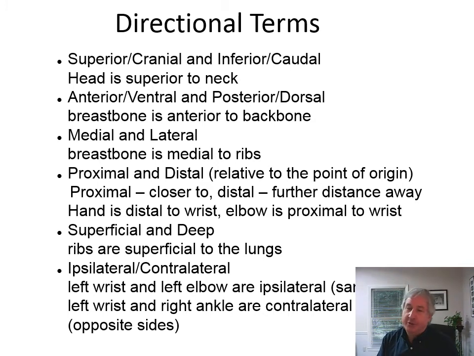Proximal, distal. So that's relative to the point of origin. Proximal is closer to, distal is a further distance away. So that's fairly easy to remember. Distal meaning distance, proximal meaning in proximity to, closer to. So the hand, put it this way, hand is distal. So if you look at shoulder, starting from the trunk, everything going this way is more proximal and this is more distal. Okay, so the hand is distal to the wrist. The elbow is proximal to the wrist. The elbow is closer to the trunk than the wrist is.